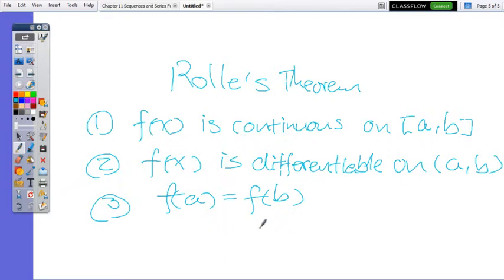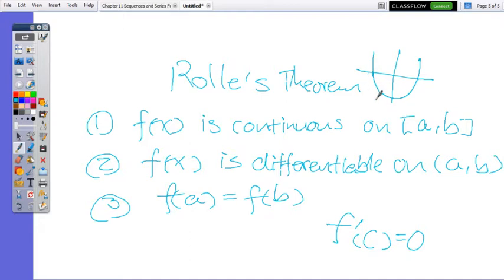Let's say that we satisfy all those three conditions. That means we can apply Rolle's theorem. So here's the final conclusion for Rolle's theorem: f prime of c must be 0. Let's say we do have a parabola, so this one is going this way. It's showing that f of a is the same as f of b.